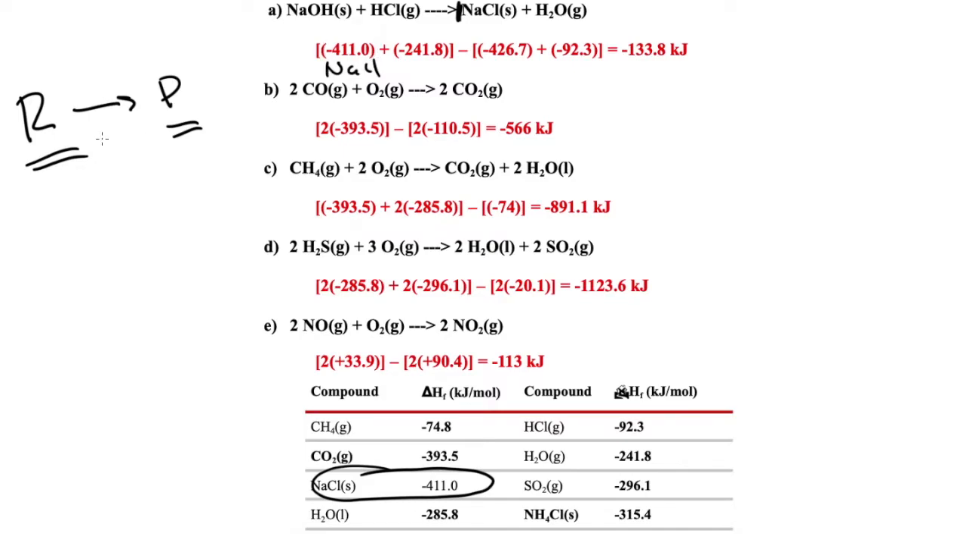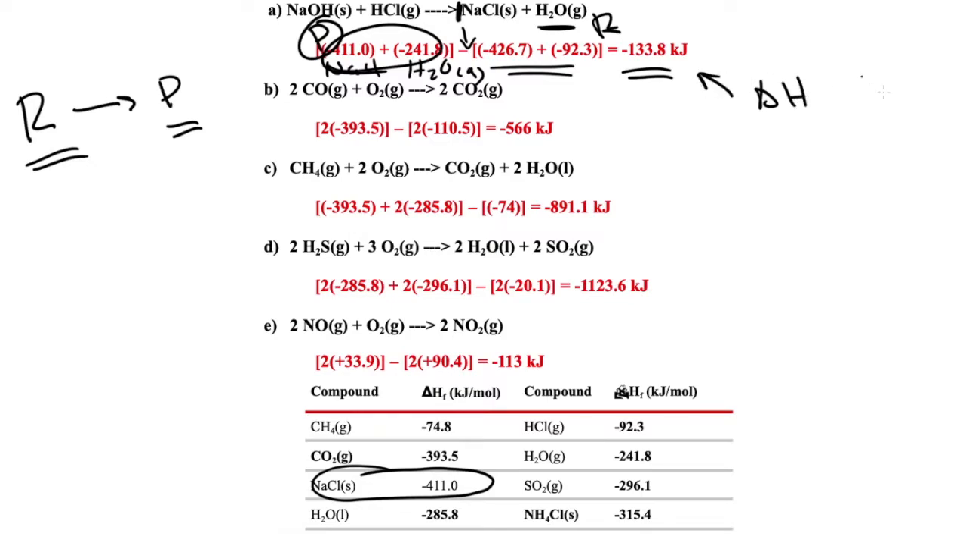And then what we're going to do is add these up. This must be the gas right here. This must be H2O as a gas. Okay, so we add up those numbers, and then we're going to subtract it from these over here. These right here are going to be the products, and these over here are going to be the reactants. And then you get this number. This number right here is delta H for this reaction.